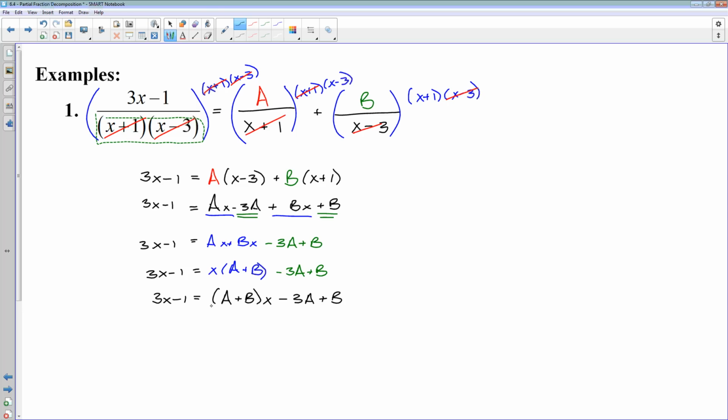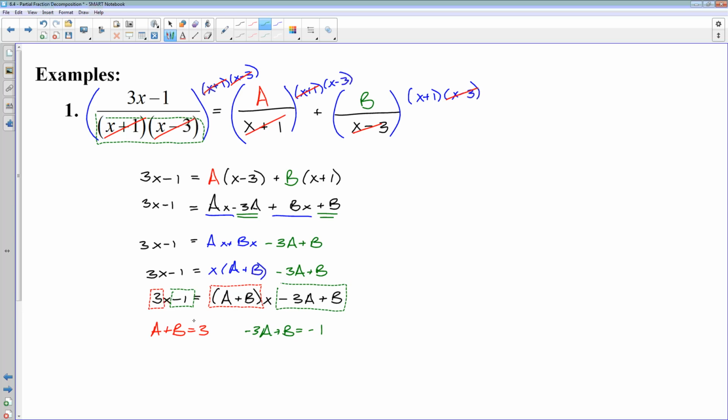Now what we do is we look at the left and the right sides of the equation. On the left side, my coefficient of x is 3. If these two sides are equal, then the stuff in front of my x on the right side also has to be 3. So I know that a plus b has to equal 3. And then my stuff without an x: on the left side I have a negative 1 for a constant. On the right side I've got minus 3a plus b. So I know that negative 3a plus b is equal to negative 1.